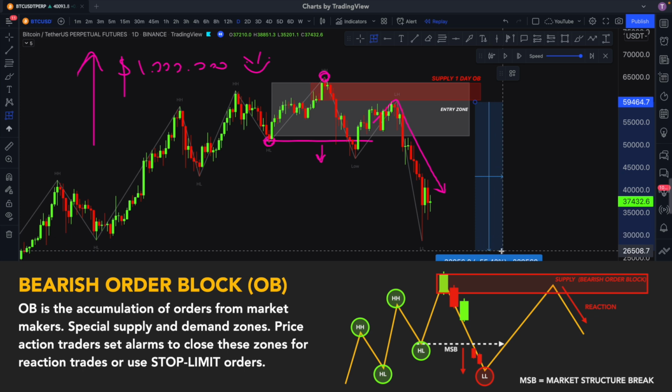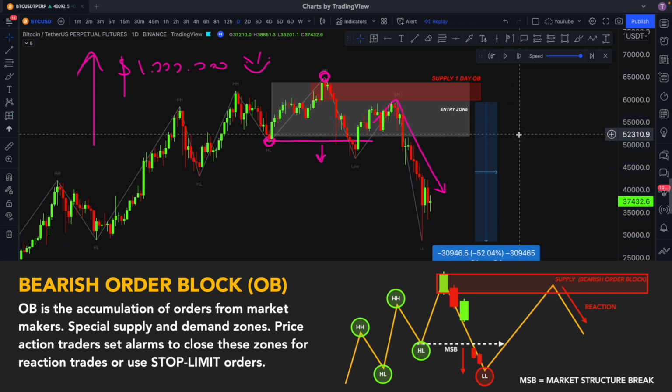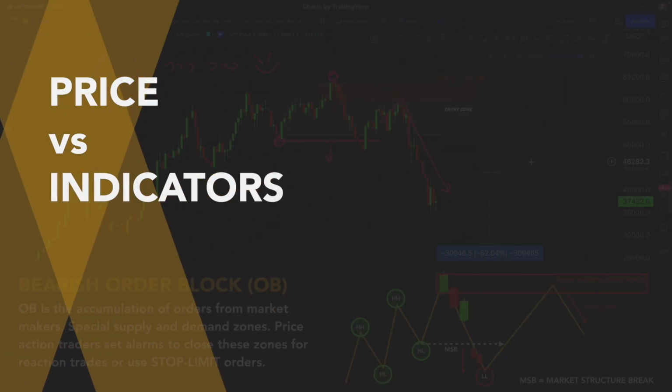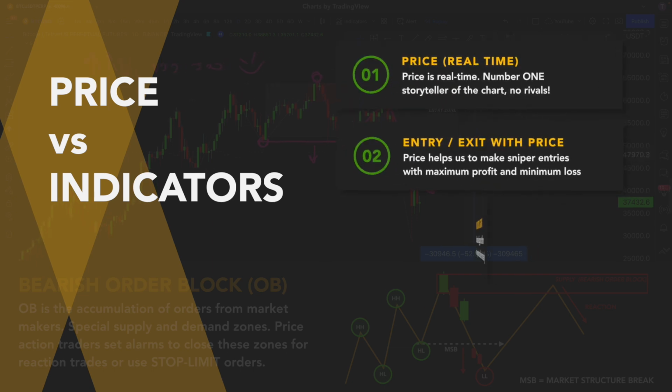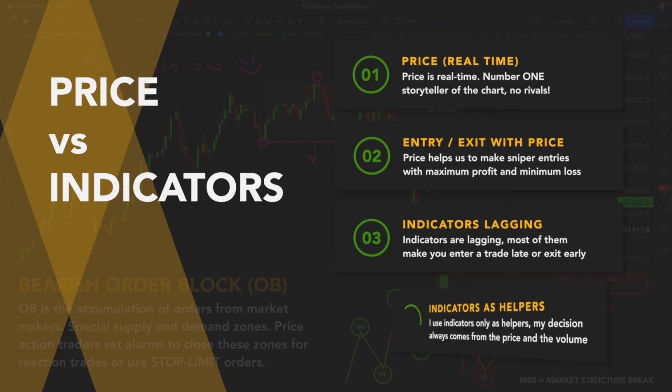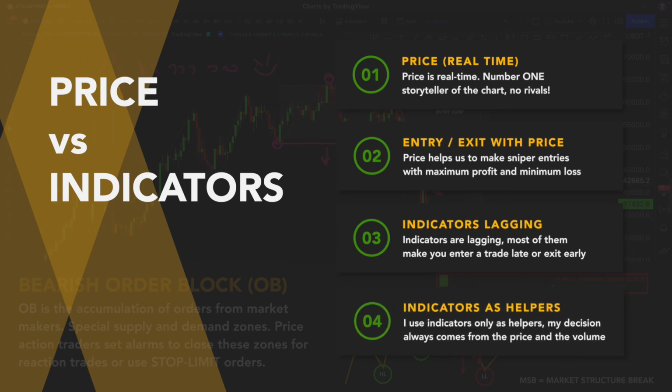So, why trade mainly with price action and not with indicators? 1. Price is real time and the most significant storyteller of the chart. 2. Price helps us to make sniper entries with maximum profit and minimum loss. 3. Indicators are lagging. Most of them make you enter a trade late or exit early.